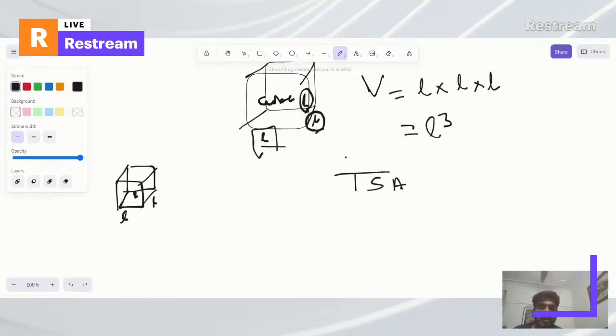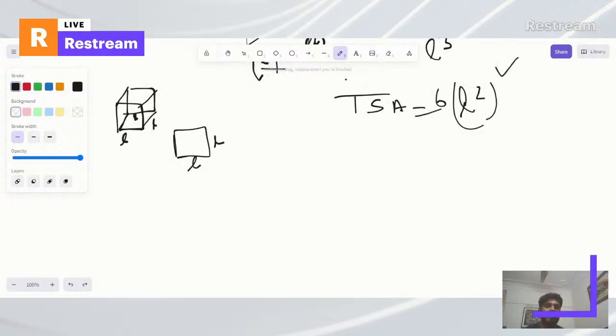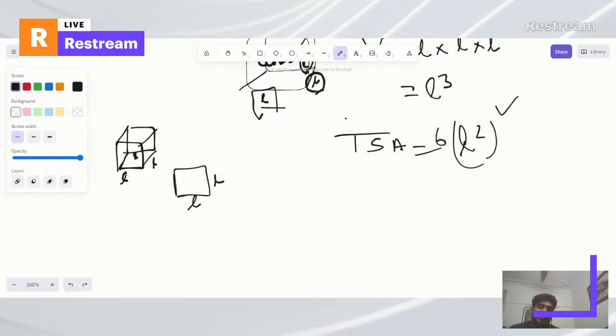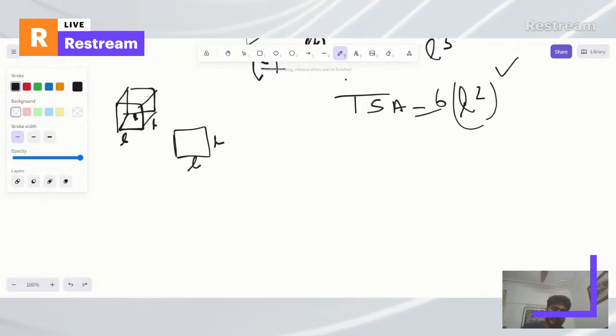Now for the face, it's going to be length square, because it's a square shaped face. Because it's the same face all around the cube, it's going to be six times, because there are six faces, so it's going to be 6L square. I hope that this is clear. If you did not understand this, it's going to become much clearer when we do the rectangle.